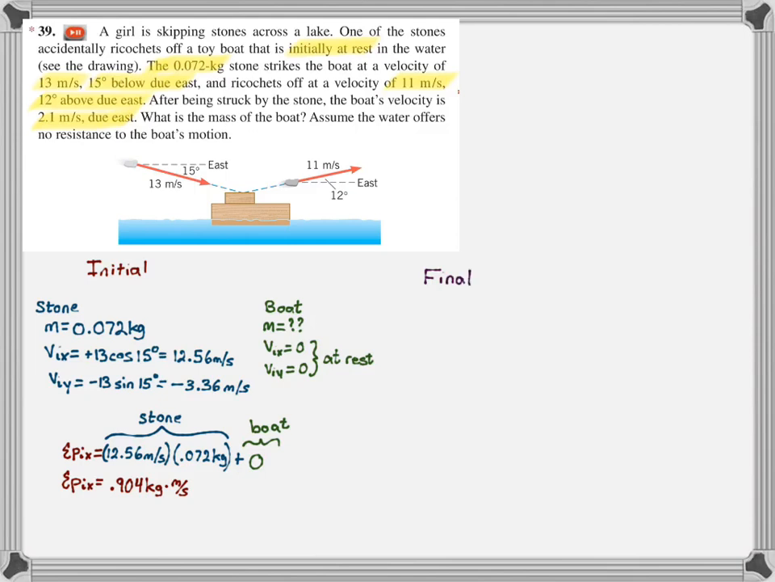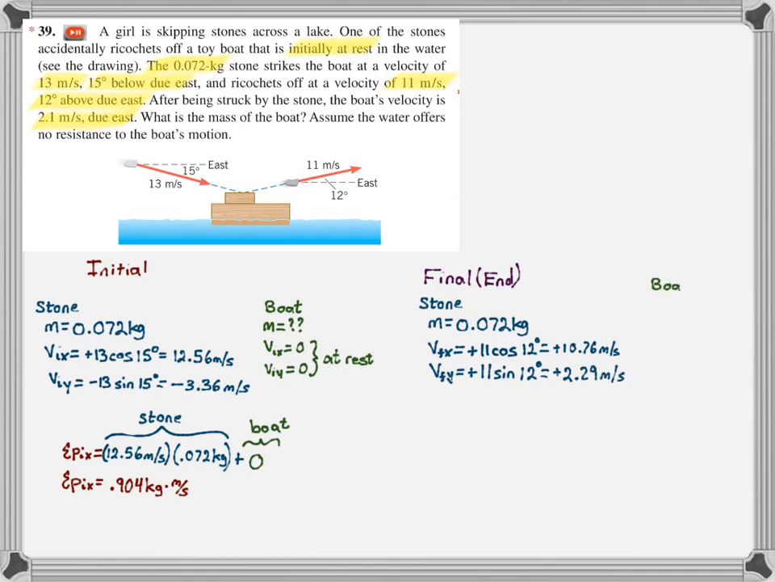So if we look at what's going on at the final value or at the end, we have the stone's mass, we have the stone's final velocity, that's a typo. So they give us the final velocity and they give us the angle. So using trig, we can find that the final velocity in the x of the stone is 10.76 and the final velocity of the stone in the y direction is 2.29 meters per second. We still don't know the mass of the boat, but we do know that the final velocity of the boat in the x direction is 2.1 meters per second. That was given to us in the problem.